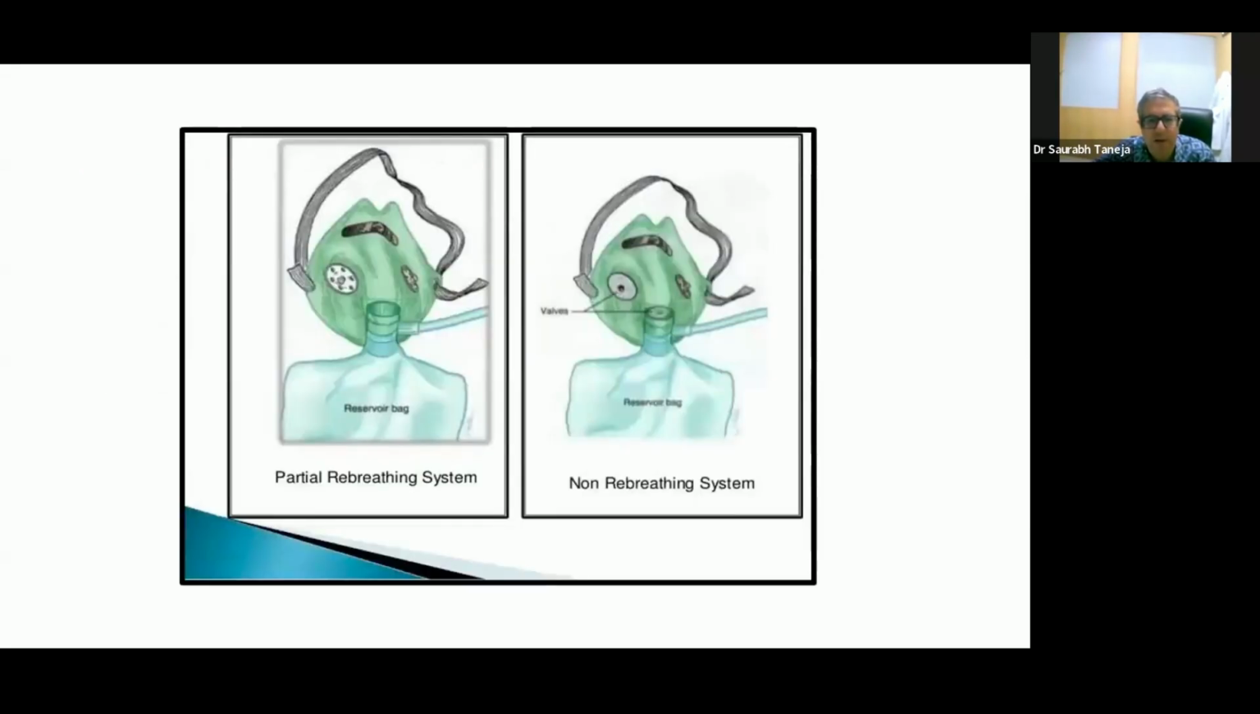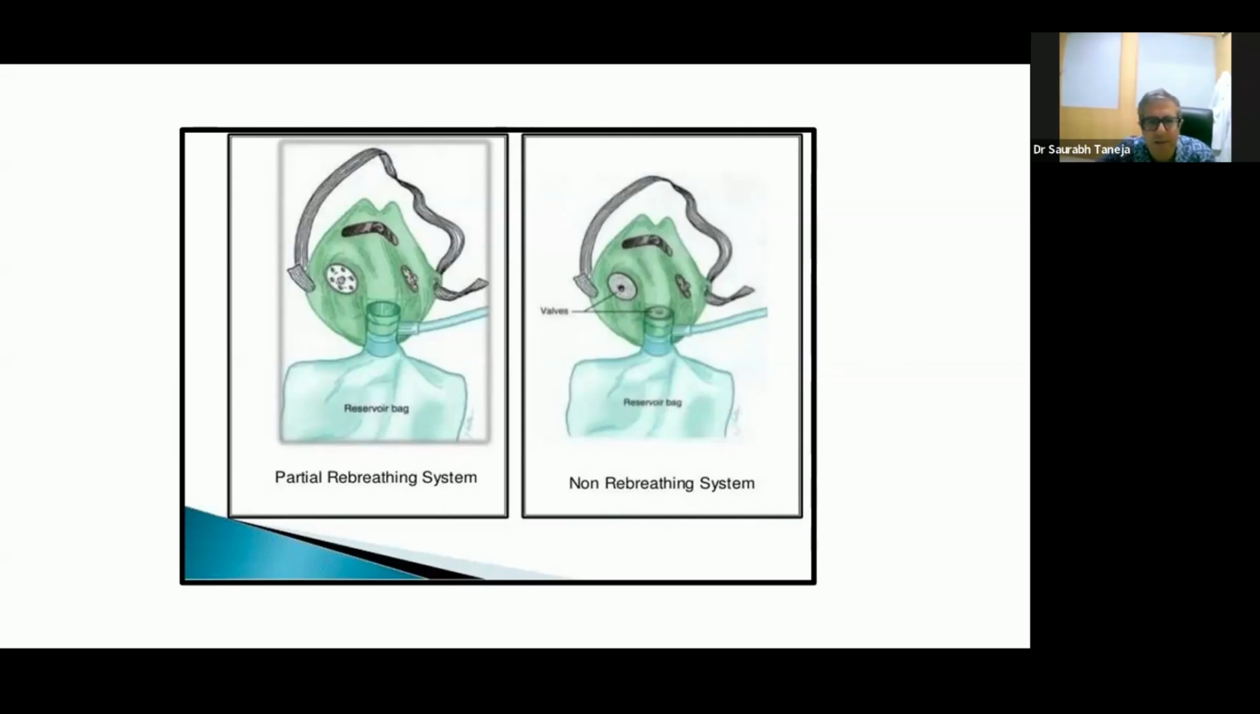So this is how a non-rebreathing mask with a reservoir bag is on the right side, and a reservoir bag in a partial rebreathing system on the left. Just look at the valves. There is no valve in the partial rebreathing system, whereas there are valves in the non-rebreathing system. That is the difference, and these valves close during exhalation. That is why the exhaled air goes out, and during inspiration, all the air from the reservoir bag is taken in by the patient, which gives a higher concentration of oxygen.